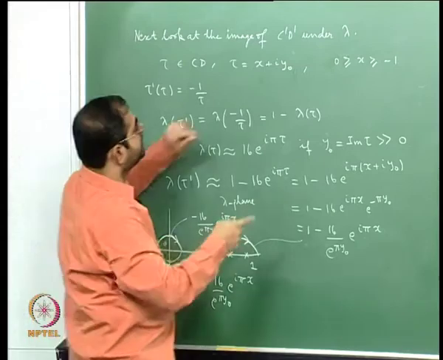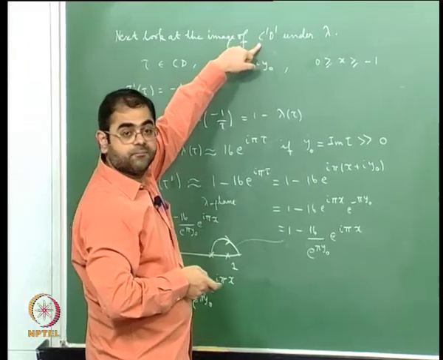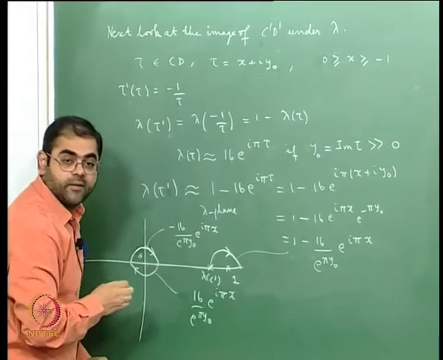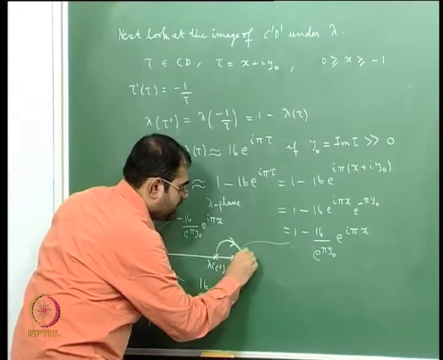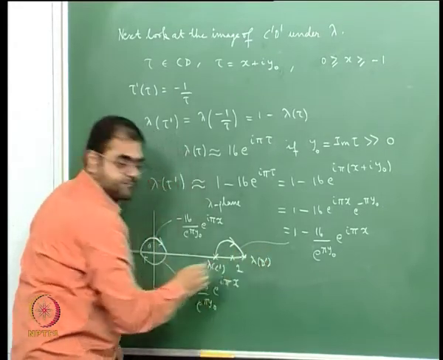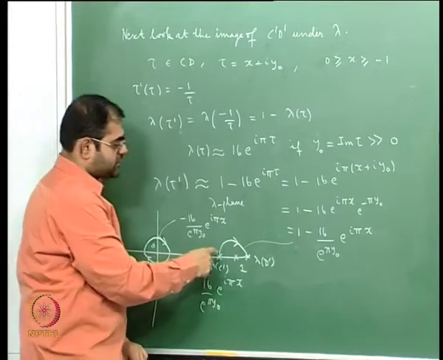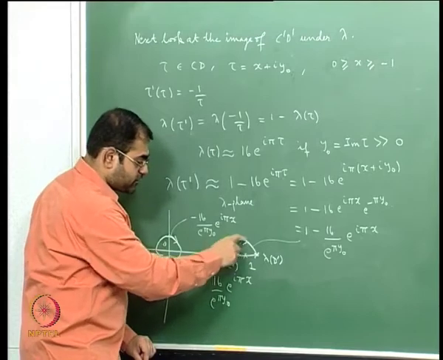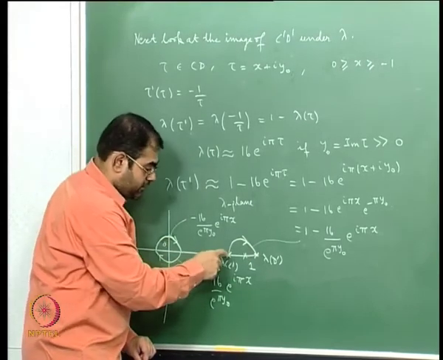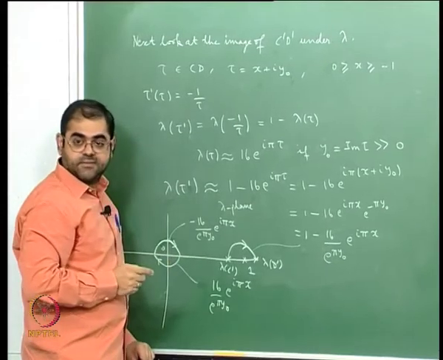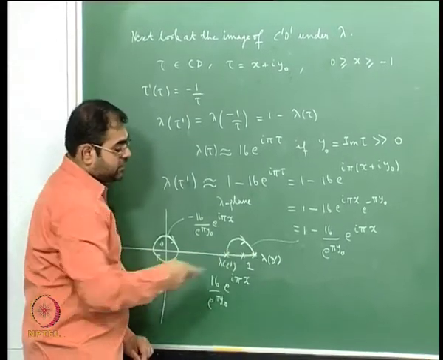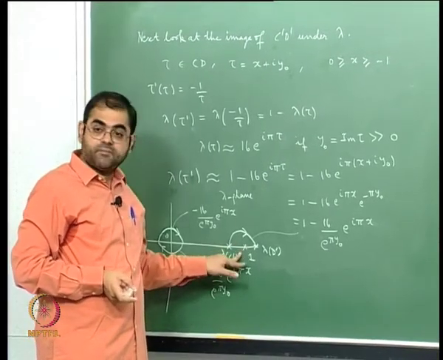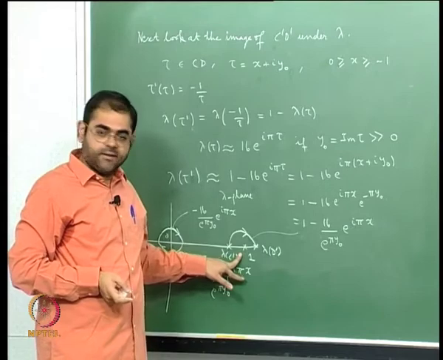And what will this point be? This point will be the image of C prime. So this point will be lambda of C prime, okay, and this point will be lambda of D prime. And again of course I will get a smooth arc, but it's approximated by this semicircle. So in this case I am getting a small semicircle on the upper half plane centered at 1, alright.